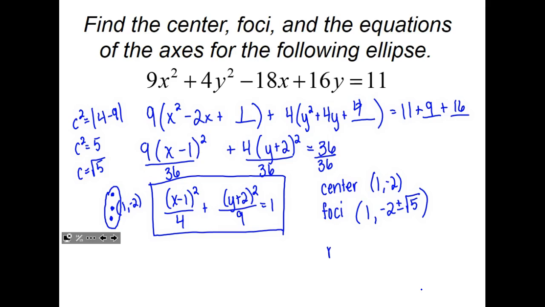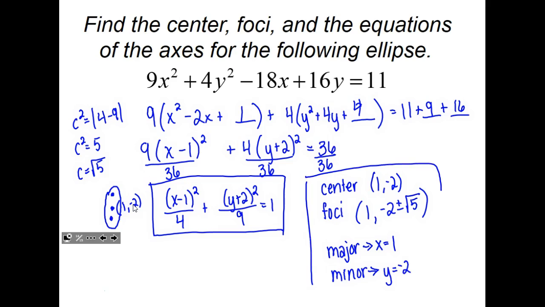Okay, the last thing is our major axis and our minor axis, so major and minor. And so the major axis in this case is vertical because your 9 is larger here. A vertical line is x equals a number, and the x coordinate of that center is 1, so it's going to be x equals 1. The minor axis is horizontal, so it's going to be y equals a number, and the y coordinate of that center is -2, so it's going to be y equals -2. So here are our answers for that question.